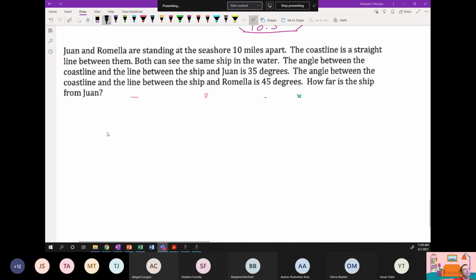So I'll see if I can draw this out here. Juan and Romello, they're standing 10 miles apart. They see a ship. Okay, so they both look out and see this ship. The angle between the coastline and Juan is 35 degrees, and this one is 45 degrees. Now, how far is the ship away from Juan? So we're looking for this side right here.